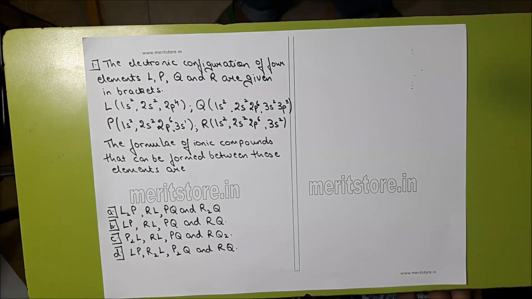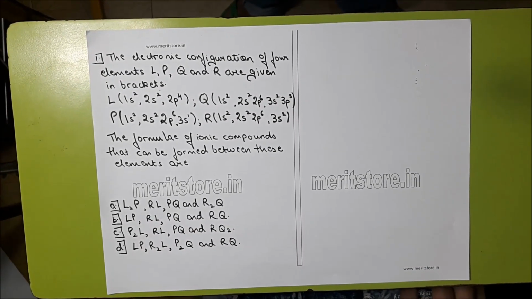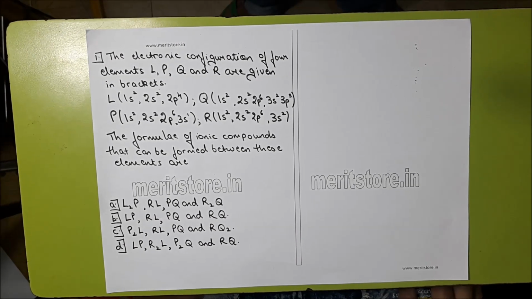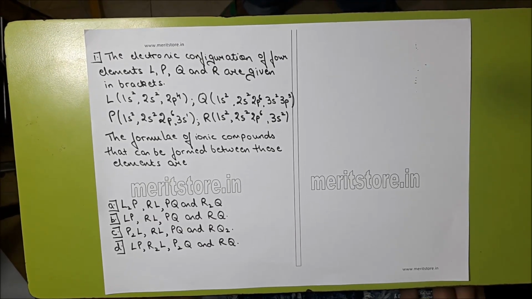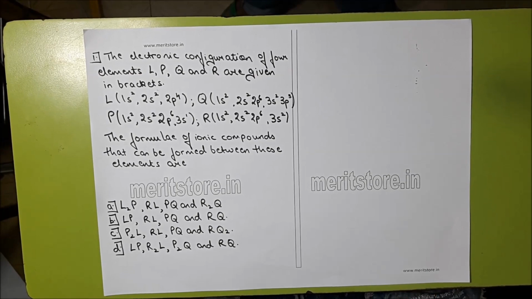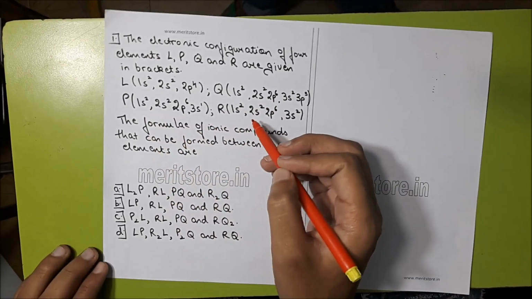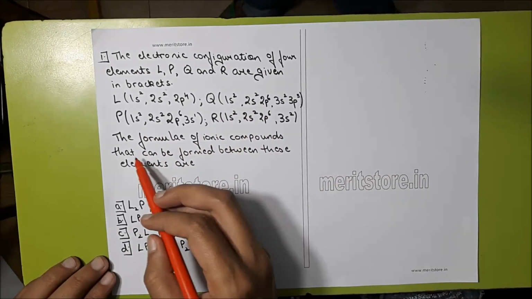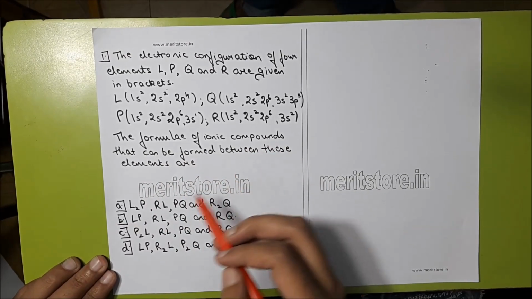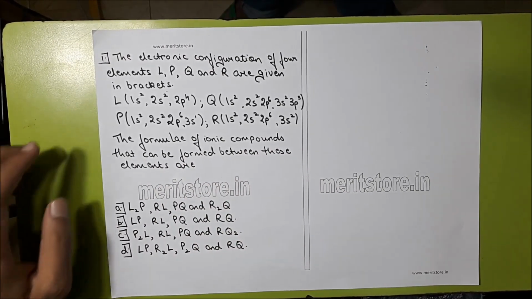Chemical bonding. Question number 1. The electronic configuration of 4 elements L, P, Q and R are given in brackets. L is 1s2, 2s2, 2p4, Q is this, P is this and R is this. The formula of ionic compound that can be formed between these elements are. So these are given options.